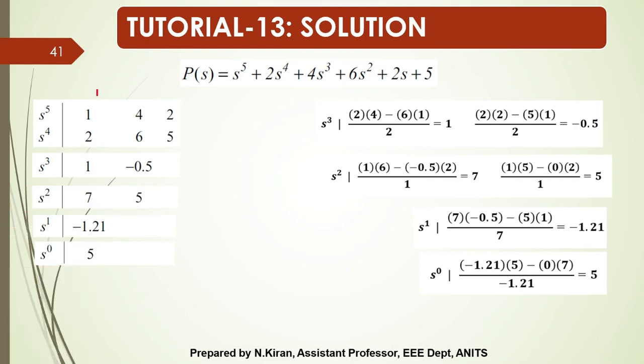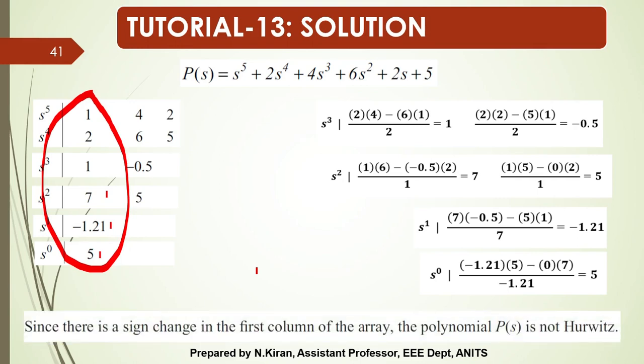Now when I observe the first column of the Routh table, there are two sign changes, isn't it? From positive to negative, again from negative to positive. This indicates that there are poles on the right hand side of the s plane. So the given polynomial is not Hurwitz since there are sign changes in the first column of the obtained Routh table.